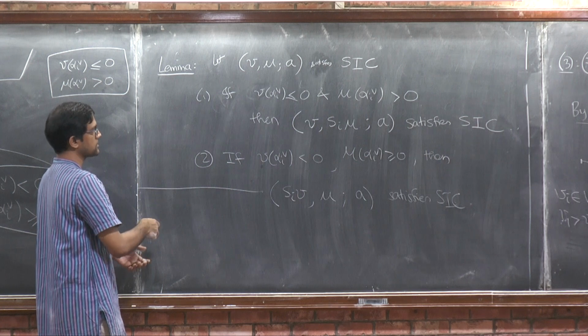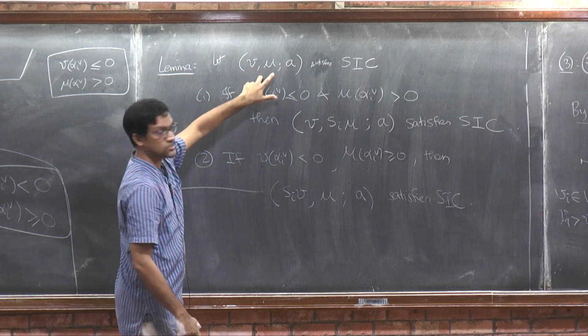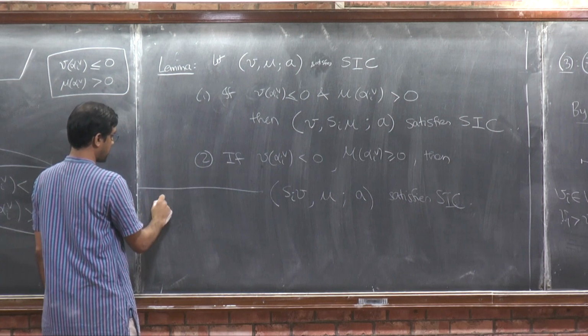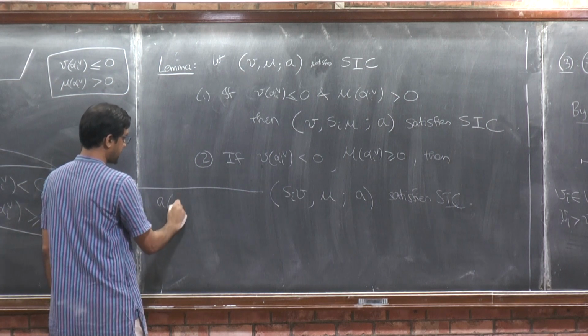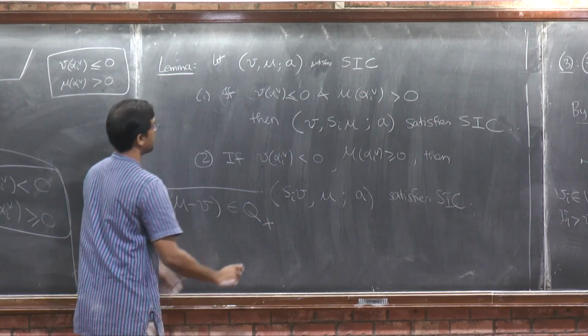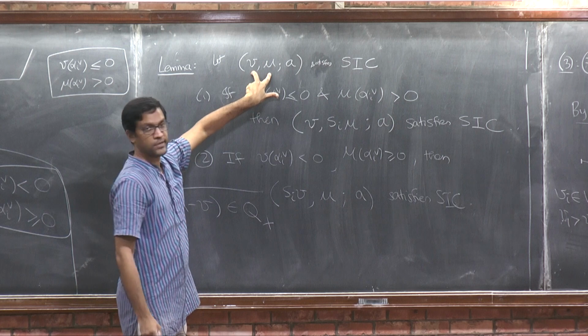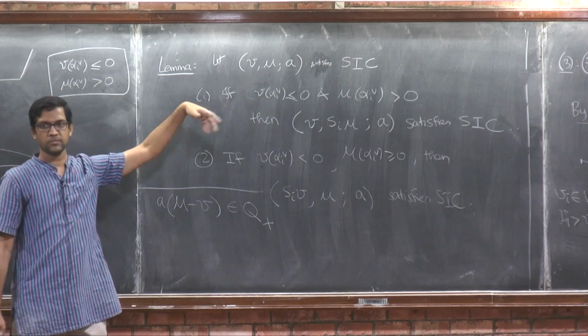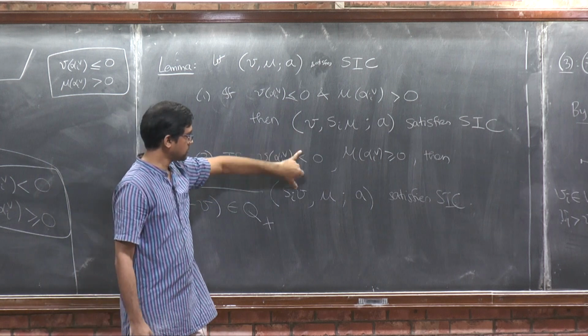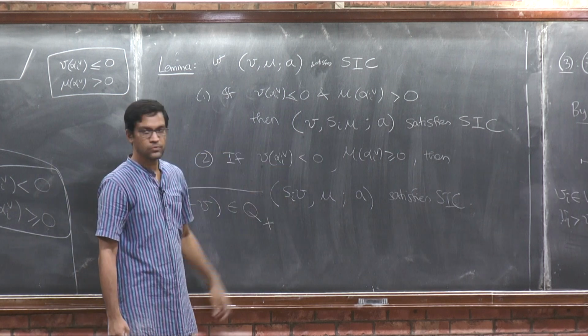So the lemma says that this already satisfies strong integrality. Because the original satisfies strong integrality, we conclude that it satisfies weak integrality, which in particular means that a times this difference must be in Q plus, right? That's because strong in particular means weak. And now look at these two guys, either this is true or this is true, right?